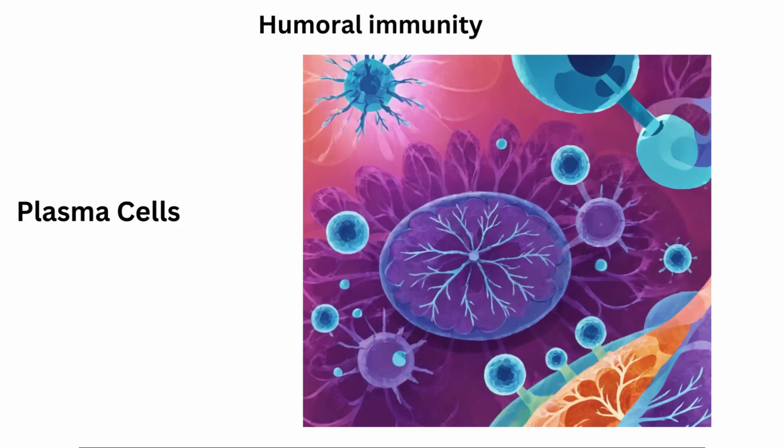Plasma cells. Plasma cells are responsible for antibody production. They are highly specialized and produce large quantities of antibodies that are specific to the antigen. Antibodies are proteins that can bind to the antigen and neutralize or mark it for destruction by other immune cells.